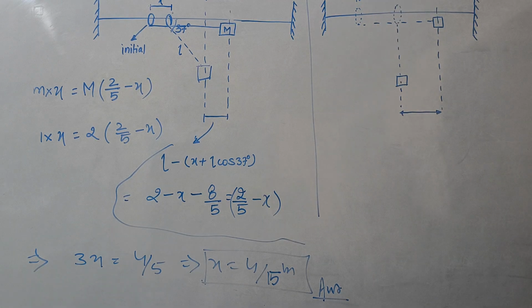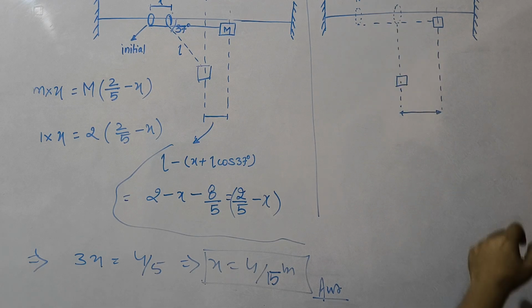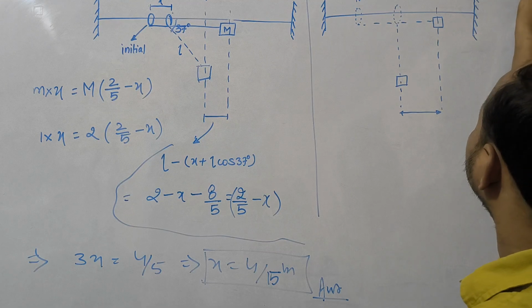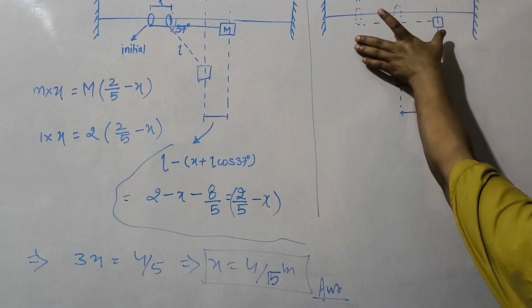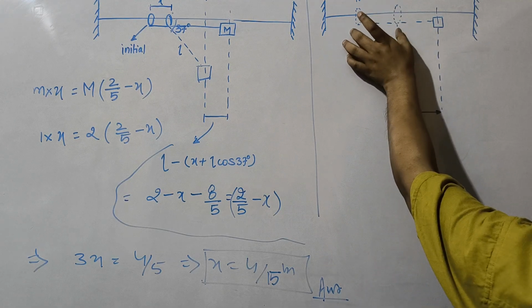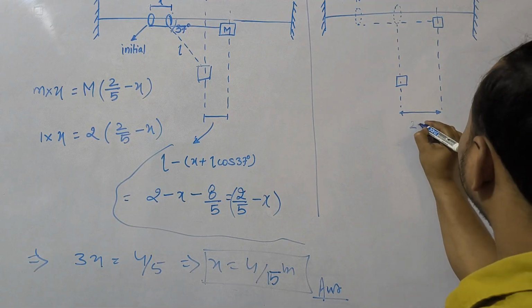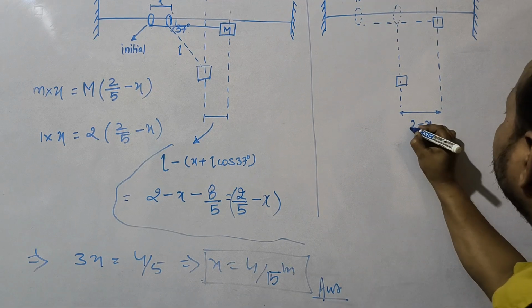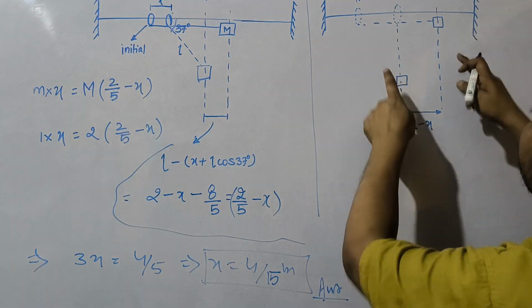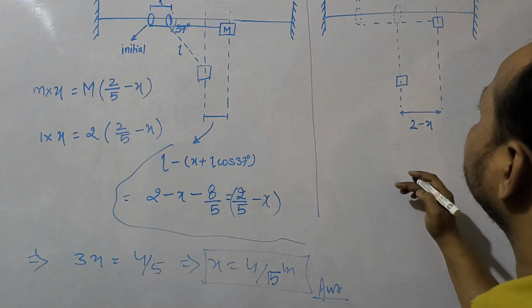Now see, this total length is again L is equal to 2 meter. Okay, L is given as 2 meter. This is 2 meter, and this is x, so this is 2 minus x, simple. This length is 2 minus x, this is 2. Now it is an easier one. Okay, this portion is the easier one.